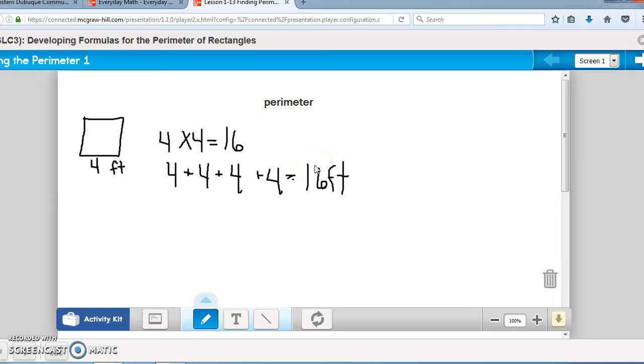But would that same be true if I was doing a rectangle and I knew the measurement of one side? 8 feet. Hopefully you're realizing that no, there's no way I could figure this out if I only had the measurement of one side, because this longer side would be 8 foot, and this longer side, parallel from it, would also be 8 foot. But if I don't have the measurements of these shorter sides, I don't know what to add to these two 8 feet to find the perimeter.